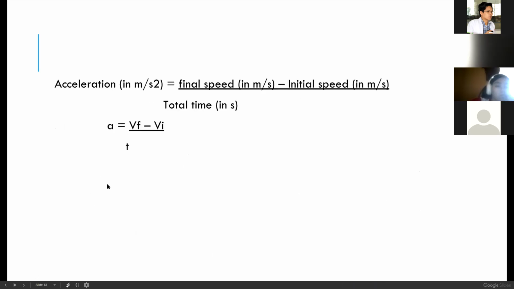Hence, the formula: acceleration is equal to final velocity or final speed minus initial velocity or initial speed over time. Okay? A is equal to Vf minus Vi over T.